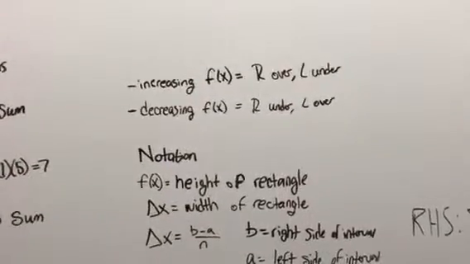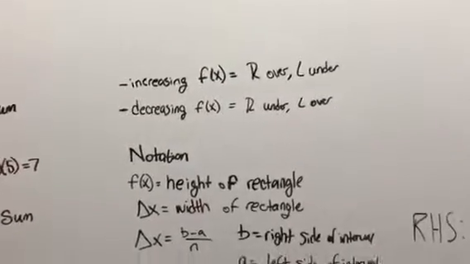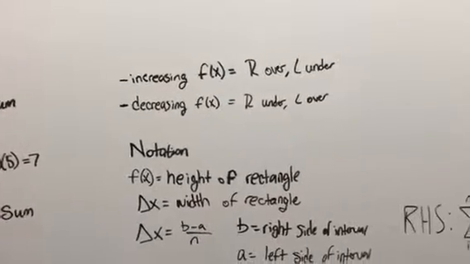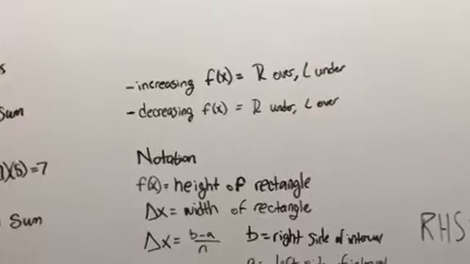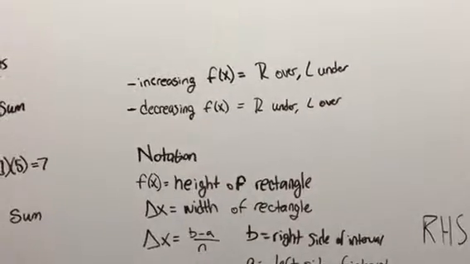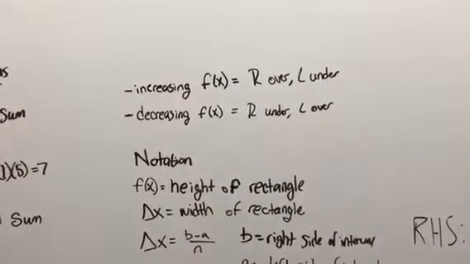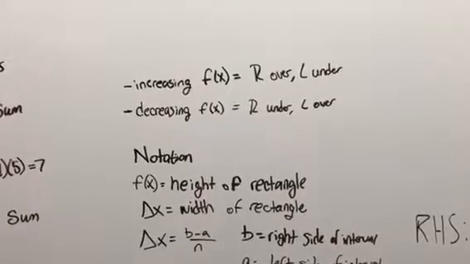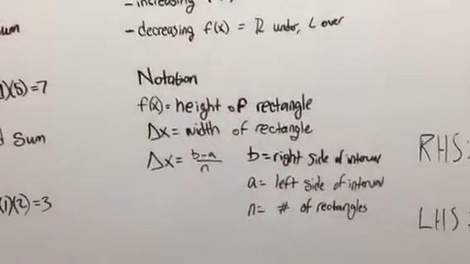So we can talk about whether it's an increasing or a decreasing function. If it's an increasing function, the right hand sum will be an overestimate, while the left hand sum will be an underestimate. If it's a decreasing function, the right hand sum will be an underestimate, and the left hand sum will be an overestimate.